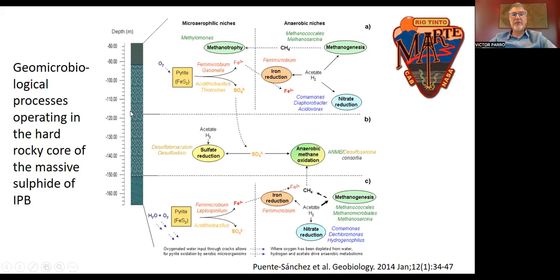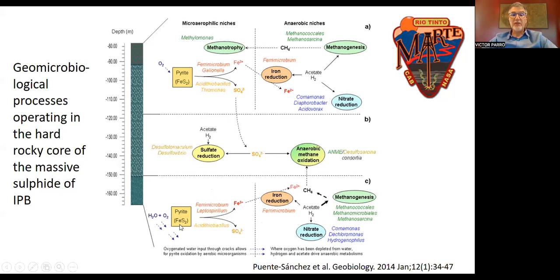In this area between 120 and 150 meters, we identified some microbes that are able to perform sulfate reduction, or even the consortium of ANME archaea and Desulfosarcina that can couple anaerobic methane oxidation with sulfate reduction. So all these metabolisms can be there. The microbes were identified, and for sure this type of metabolism can be performed.